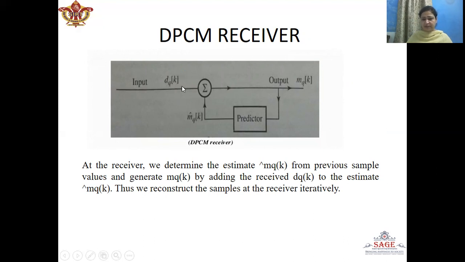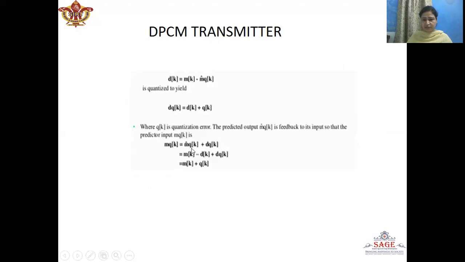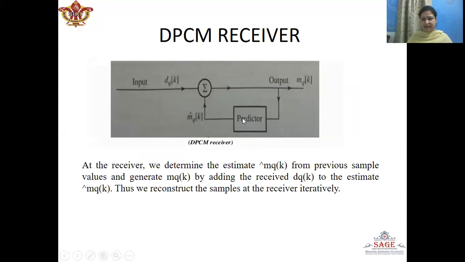So this DQK will be transmitted across the channel and will be received at the receiver. This DQK will be added to MQ cap K, which will generate MQK. As I have already discussed in the previous equation, when MQ cap K is added to DQK, it will generate MQK. And MQK, when given to the predictor, will generate MQ cap K, which will be added to the next quantized error value and will generate the next MQK.